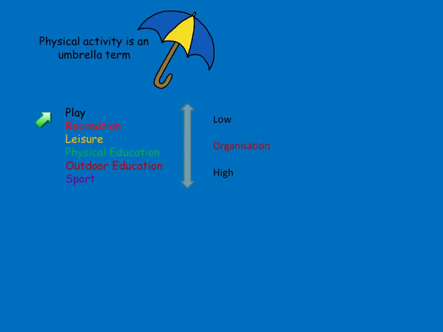We'll examine each of the different types of physical activity from play down to sport later on in the course in different lessons, but for now we can order them based on their level of organisation, from play being low organisation all the way down to sport being highly organised.